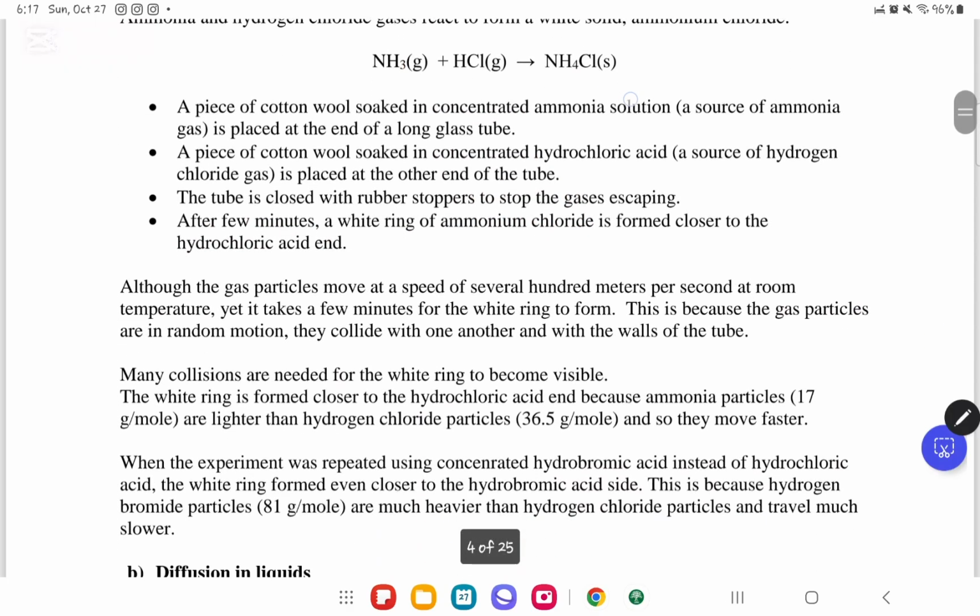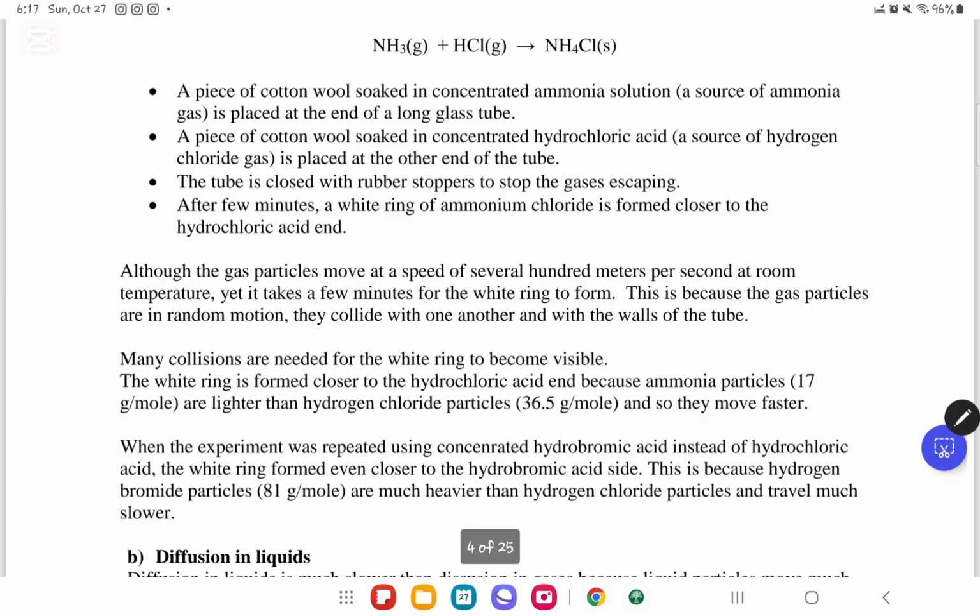Now, although the gas particles move at a speed of several hundred meters per second at room temperature, yet it takes a few minutes for the white ring to form. Why? This is because the gas particles are in random motion. So they collide with one another and with the walls of the tube.